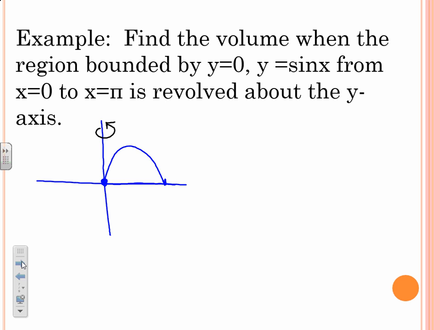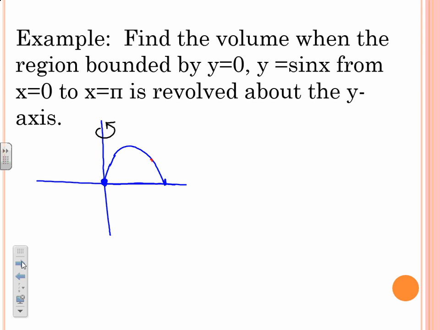So here is where the shell method is nice. We have no way to rotate horizontal rectangles because we can't rewrite y equals the sine of x. We can't, not in a way to do a right minus left.